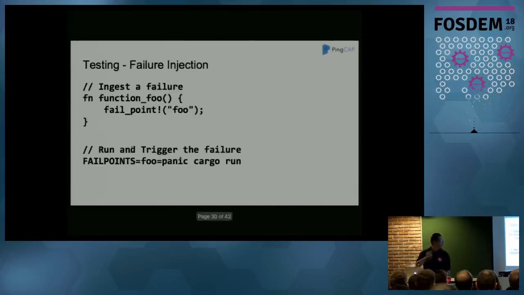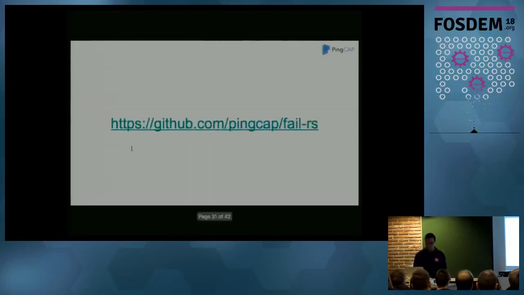But here I will mention fail point injection testing. Fail point is inspired by FreeBSD's fail points, and you can see the example here. Here we inject a fail point in the function foo, and trigger the failure from outside. When the program runs and enters the function, it panics. Ooh, that's cool. This is our Rust fail point implementation. If you want to inject some failure into a service and do some fun things, you can have a try.